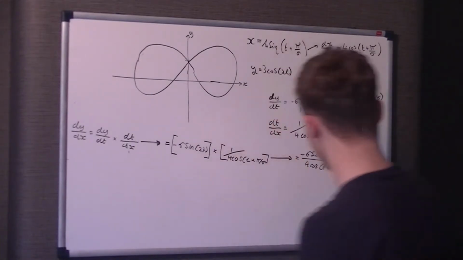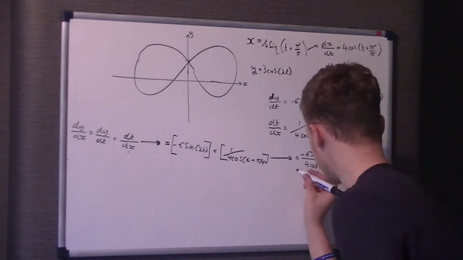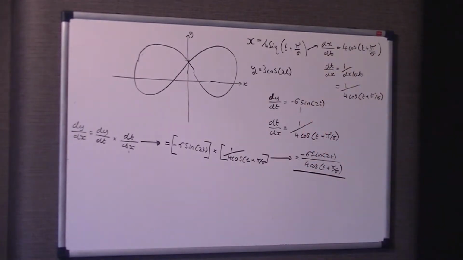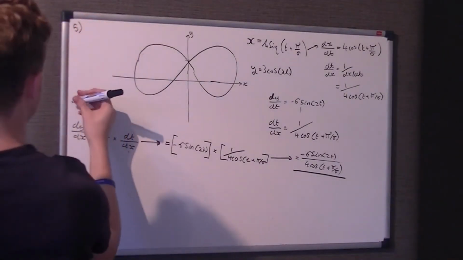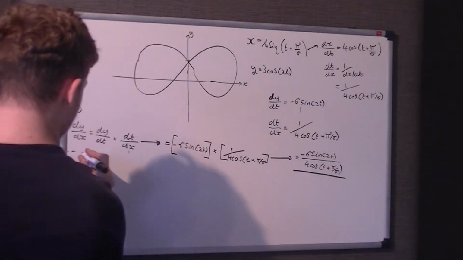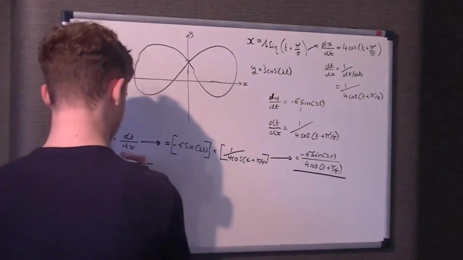Okay, nothing more you can do with that. You just say that is what dy/dx equals. Okay, so that's part A done. So this is question 5. Just put that up there. That's part A.